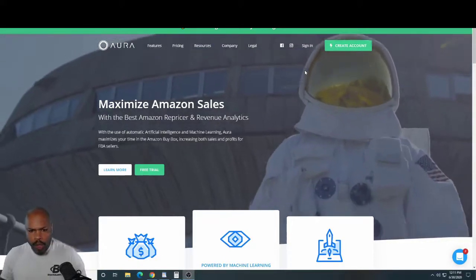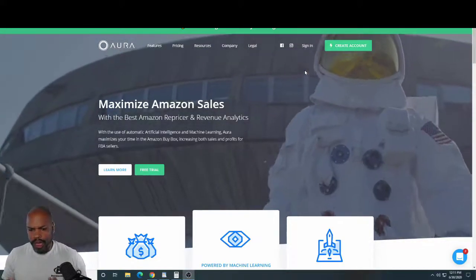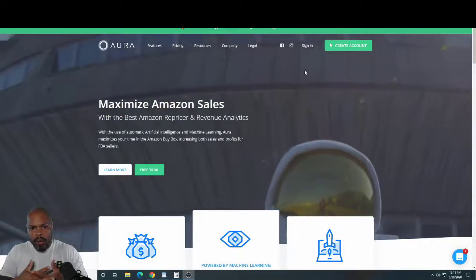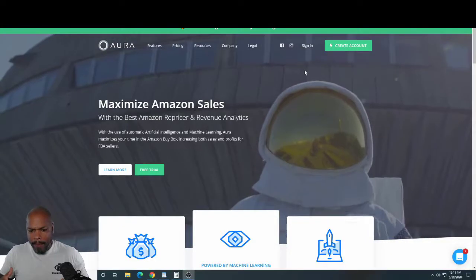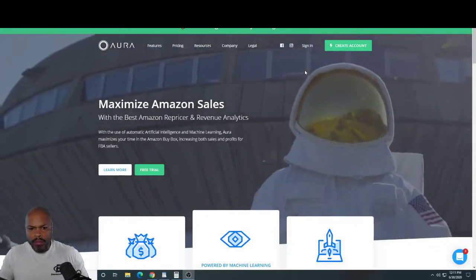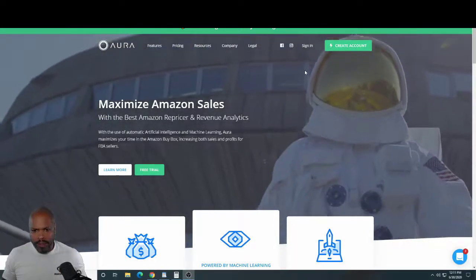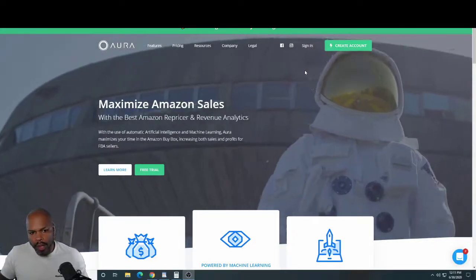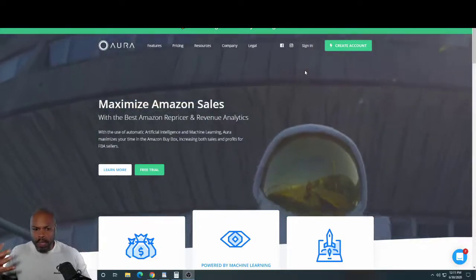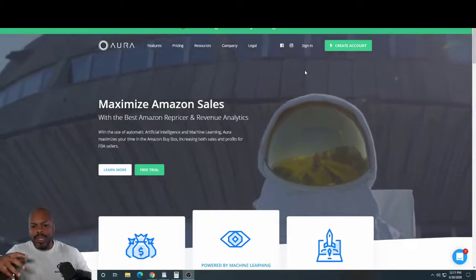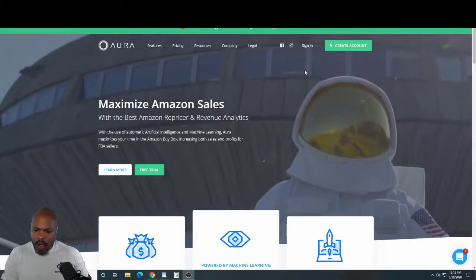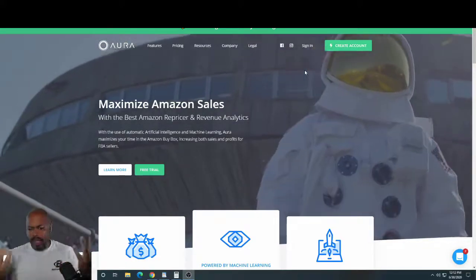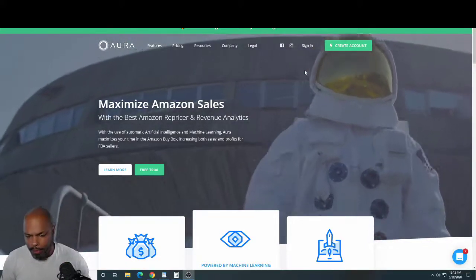Number one, you want to get your Aura account synced with Amazon. So Amazon is the marketplace, and the way Aura has the process set up, you want to connect your marketplace with Aura. Once you connect, Aura goes out and takes all of your inventory and puts it into Aura so that you can work with it.